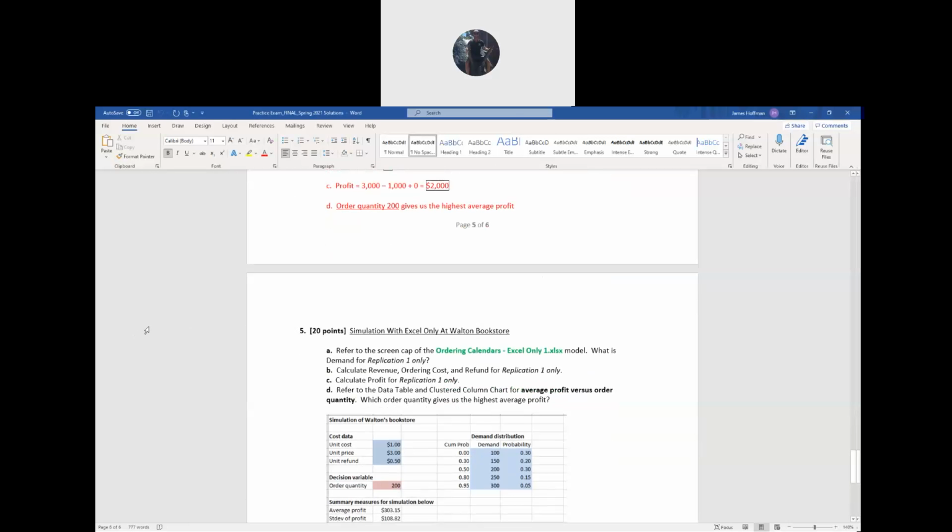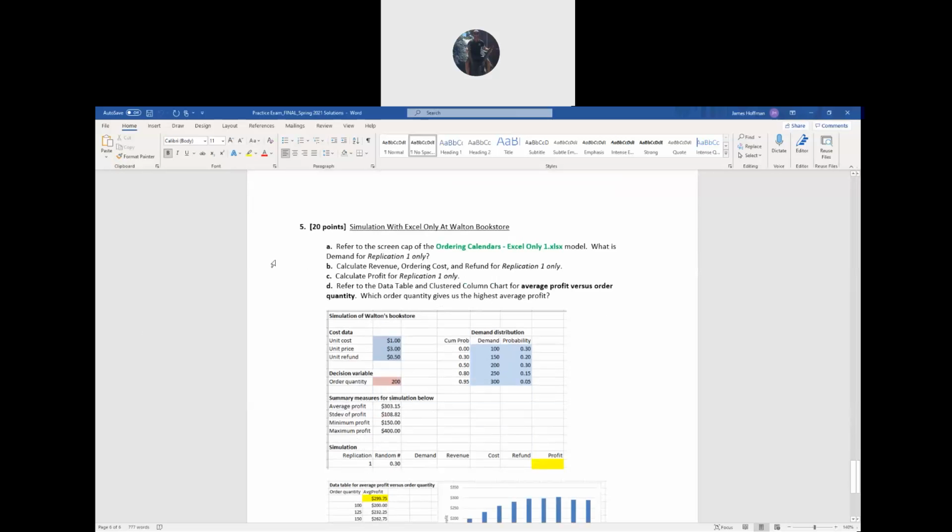Okay, let's do the last one. We'll get extra practice at this type of question, and you'll have 2 of these on your take-home final. So number 5, 20 points. Another simulation with Excel only at Walton Bookstore. Refer to the screen cap of the ordering counters. Excel only 1 again, and let's do it again.